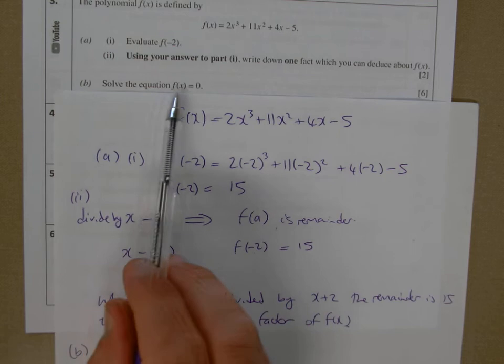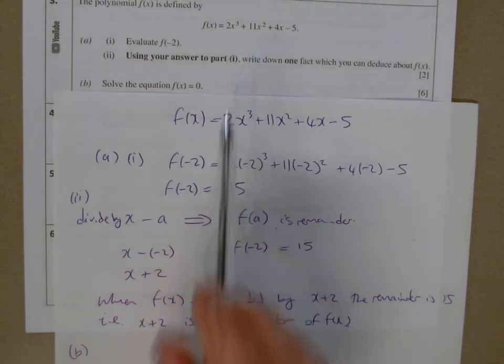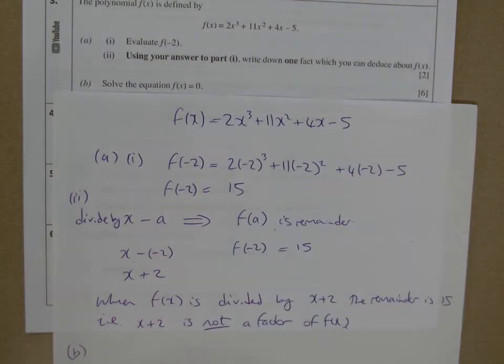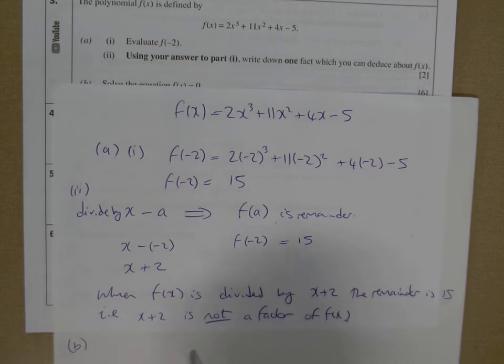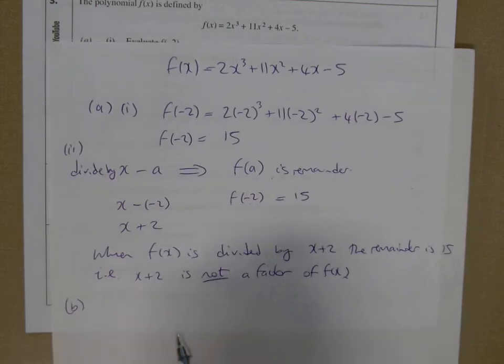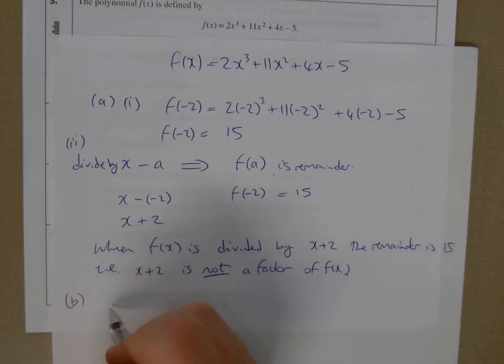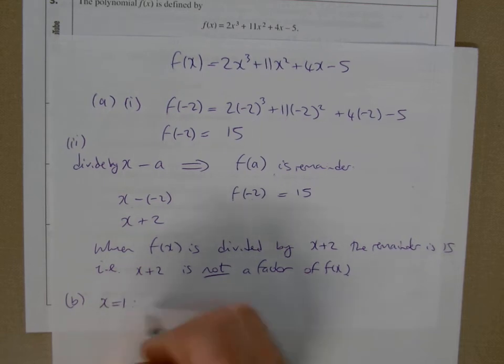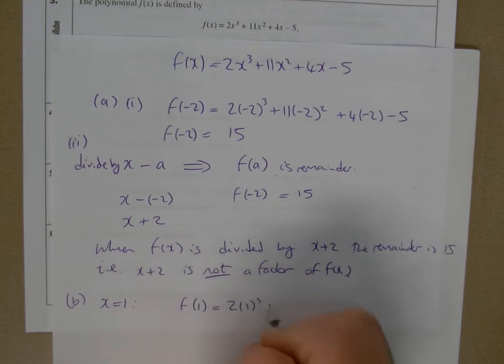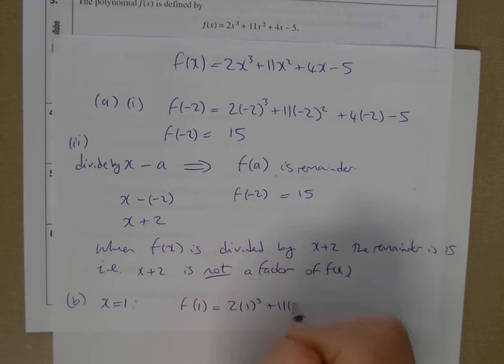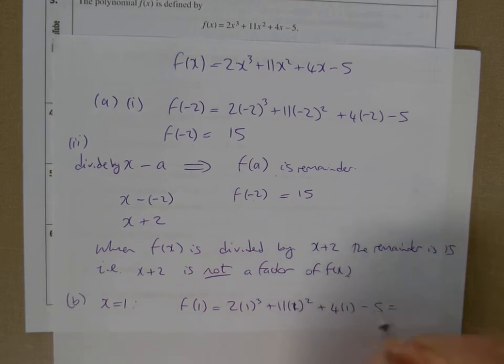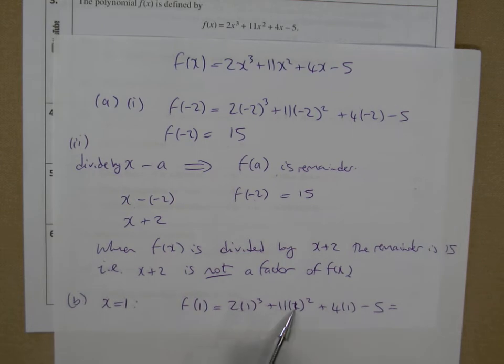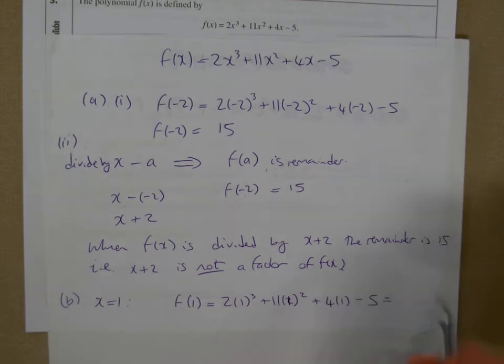Fantastic. So part B says to solve the equation f of x equals 0. When you want to solve this cubic equals 0, you've got to factorize it first. Unfortunately, we don't know any of the factors, so we've got to find a factor by trialing. I always go for 1 to start with, so I try x equals 1. We put 1 into f of x and see what that comes out as. Hopefully it'll come out as 0, but that's not looking likely, because when I work that out, it comes out as 12.